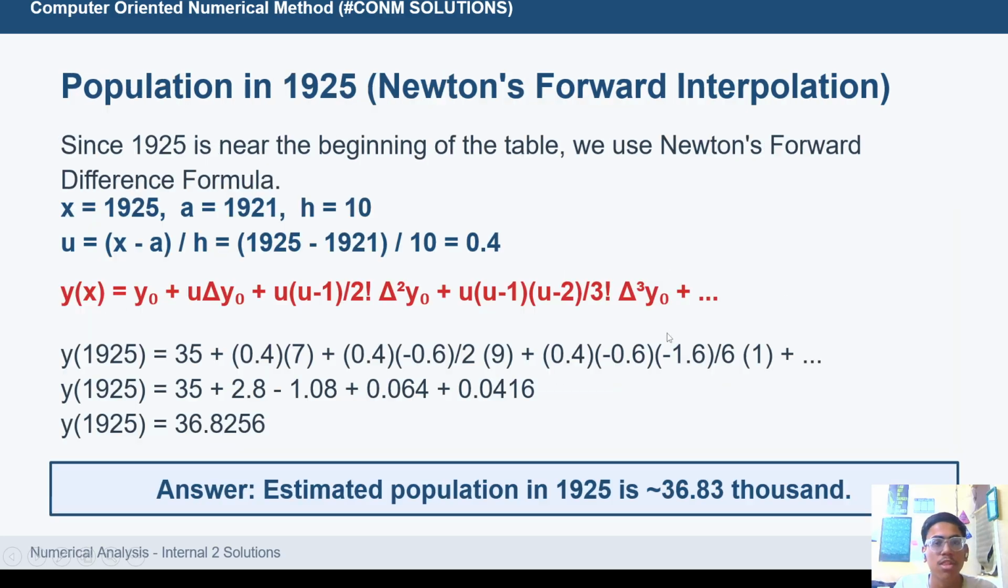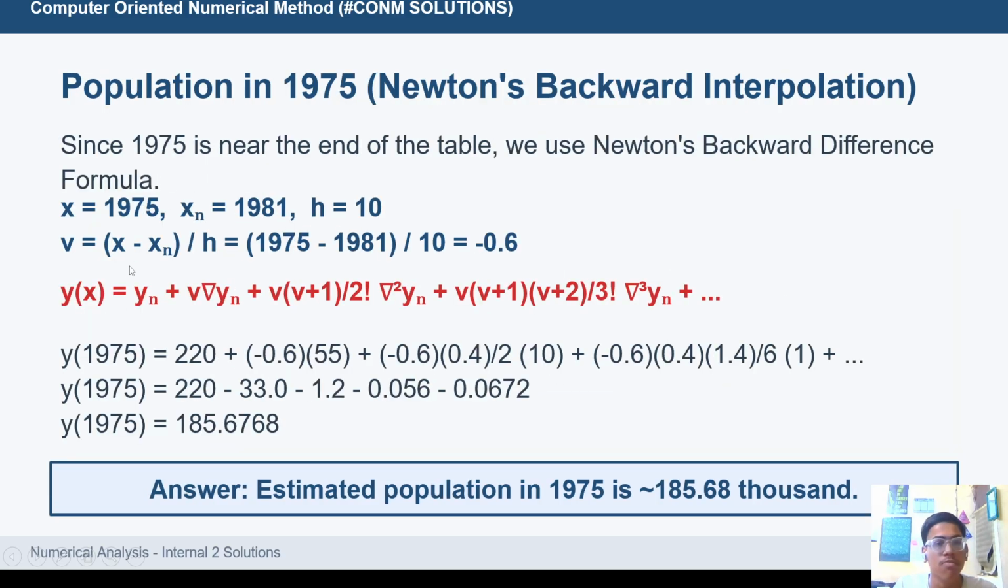So here we will use Newton's backward interpolation. We will apply Newton's backward difference formula, that is y of n plus v, or u, you can take anything, v, nabla. It is nabla, backward difference operator, y of n plus v into v plus 1 by 2 factorial nabla square y of n plus v into v plus 1 into v plus 2 by 3 factorial nabla cube y of n and so on.